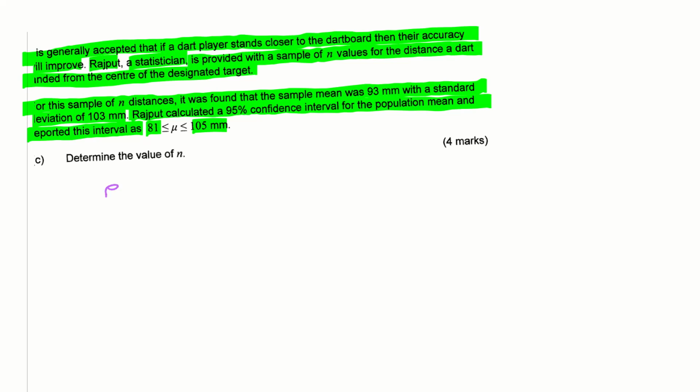Well, we can see the width of the interval here is 24. So that means E is 12. Remember, E is half of the width of the interval. The standard deviation is 103, and we want a 95%. So Z95 we can get from our calculator, 1.95996.